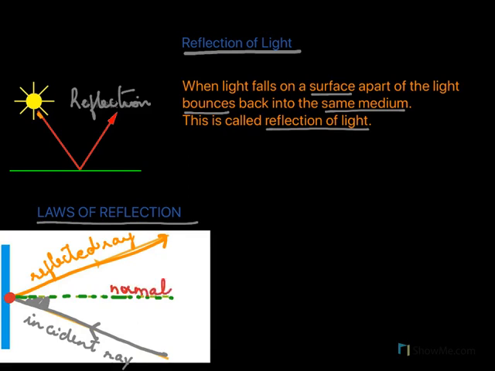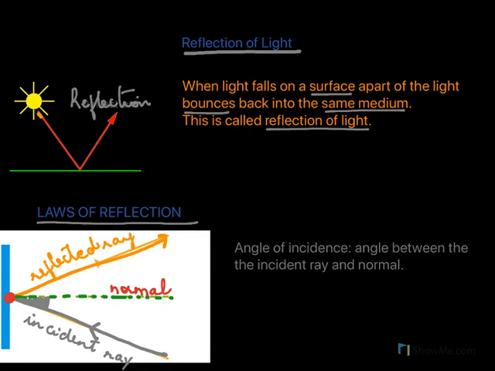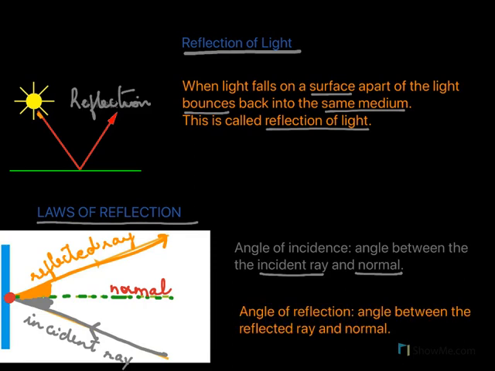So the angle between the incident ray and the normal is called the angle of incidence. Here is the angle of incidence, and it is defined as the angle between the incident ray and the normal. Now the angle between the normal and the reflected ray is called the angle of reflection.